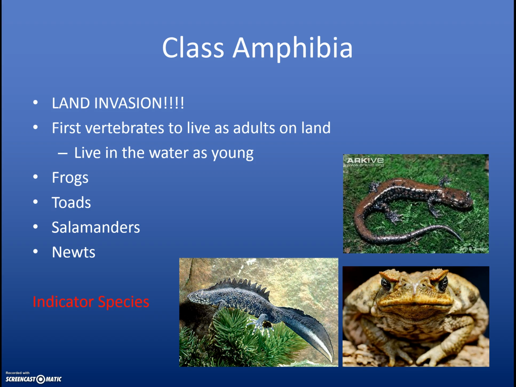Now there are four groups of amphibians: the frogs, the toads, the salamanders, and the newts, as we see here. So here's the salamander, here's the toad, here's the newt, and purposely the frog is absent because everyone knows what a frog looks like.